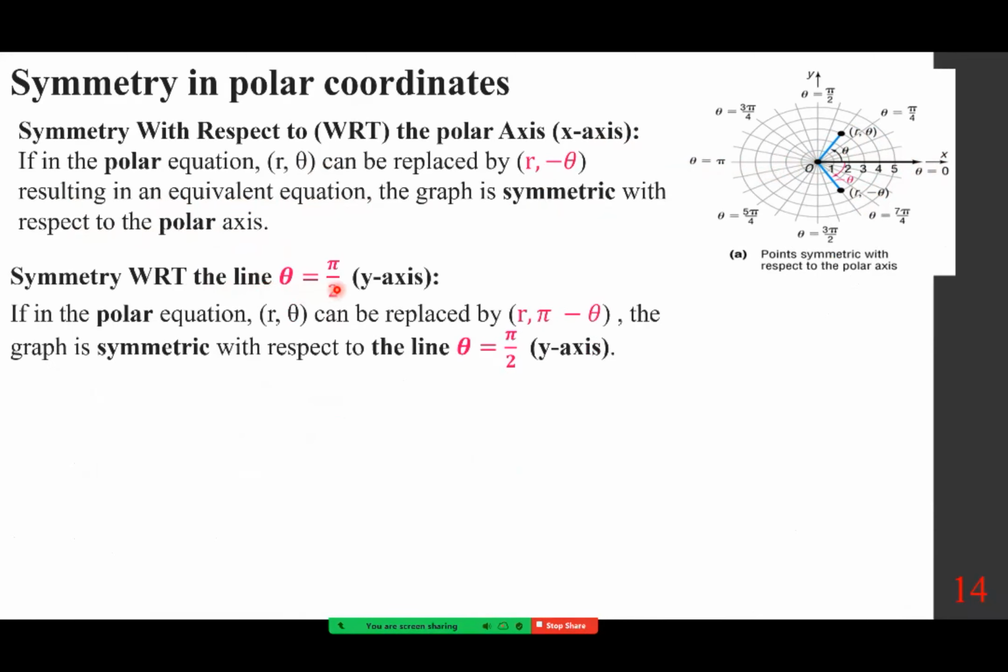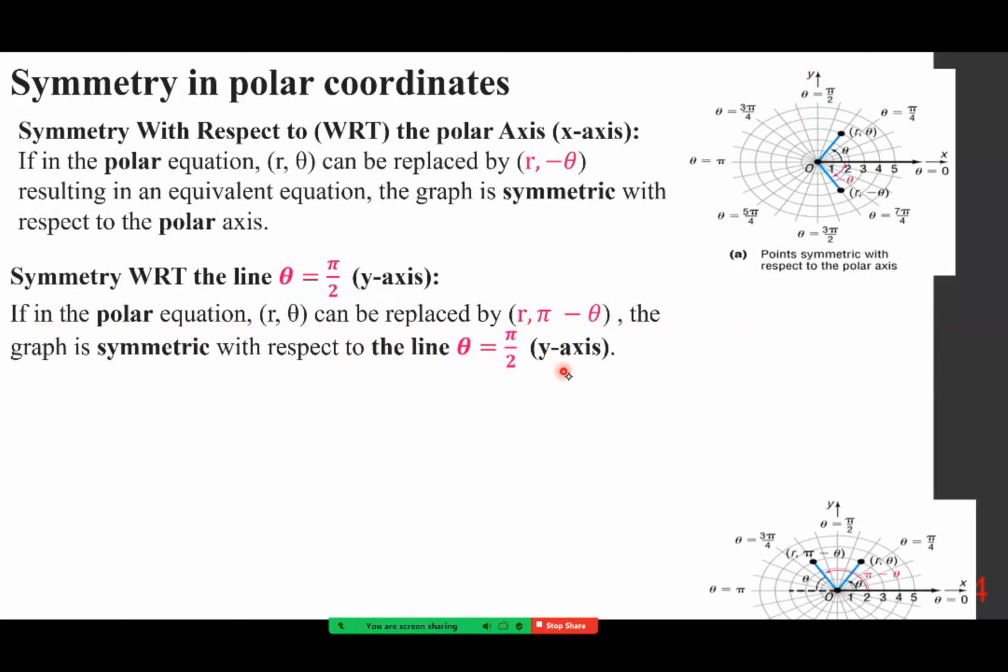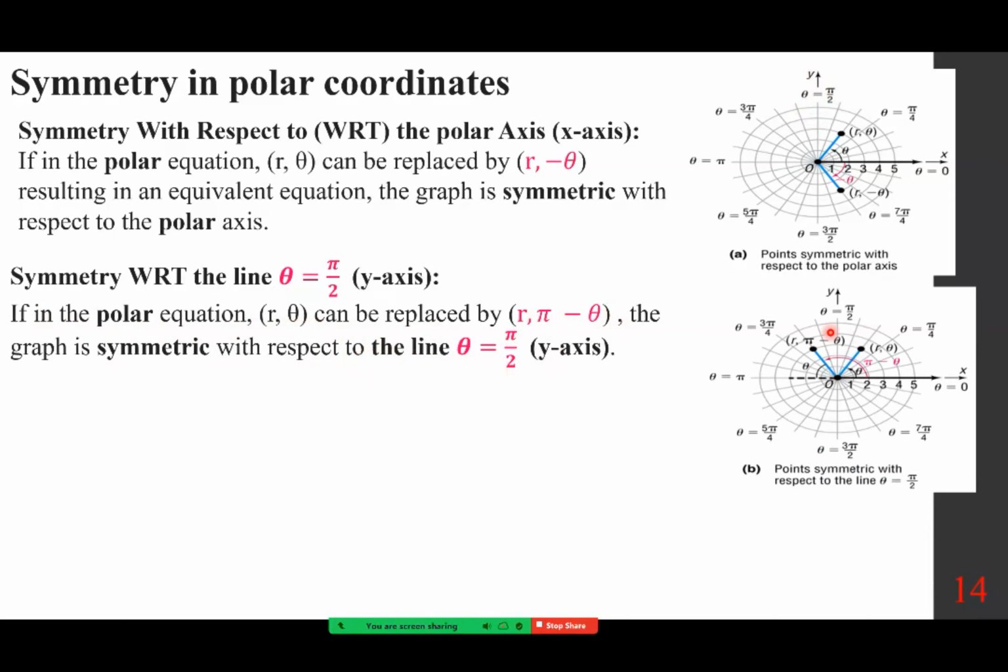Symmetric with respect to the line theta equals pi over 2, which is really in essence like the y-axis. If in the polar equation r comma theta can be replaced by r comma pi minus theta, the graph is symmetric with respect to the line theta equals pi over 2, or the y-axis. So if we have r comma theta versus r comma pi minus theta.